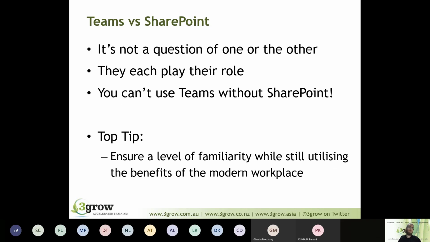So moving on to the more specific element of the discussion, which is the tools in question being Teams and SharePoint. It's a question I often hear people asking: should we use Teams or should we use SharePoint? Now, it's not a question of using one or the other. They each play their role.